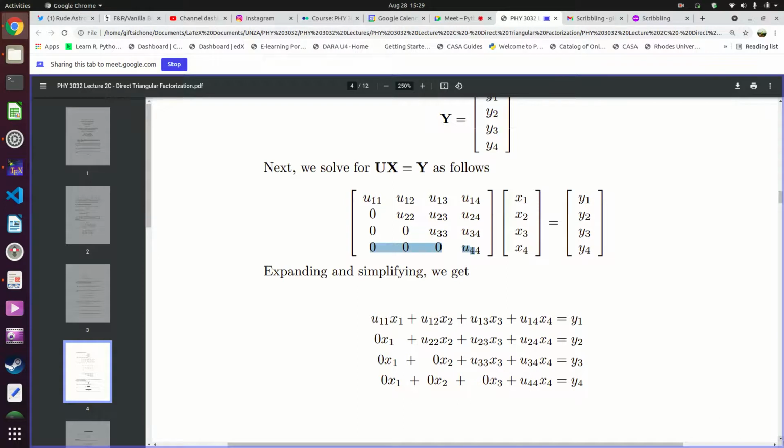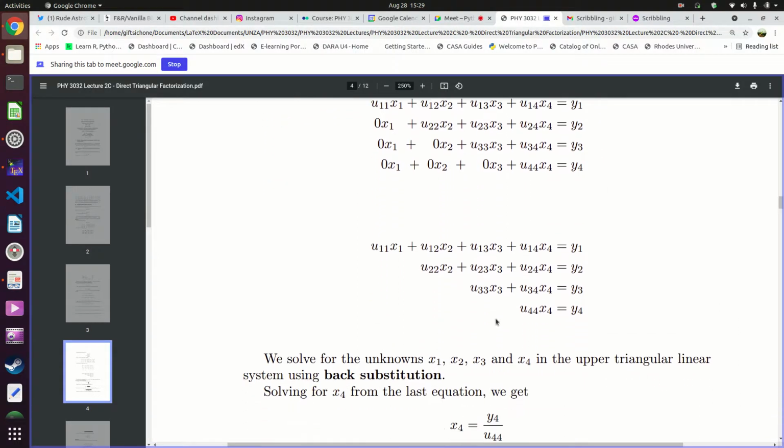Then if you simplify that, you see that you're going to end up with the following. u11 x1 plus u12 x2 plus u13 x3 plus u14 x4 equals y1. Then here you're going to end up with u22 x2 plus u23 x3 plus u24 x4 equals y2. Then u33 x3 plus u34 x4 equals y3. Then u44 x4 equals y4. As we are now aware, this is an upper triangular system. With an upper triangular system like this, where you've got these unknowns x1, x2, x3, x4, 4 of them, and 4 equations, you can solve this using back substitution.